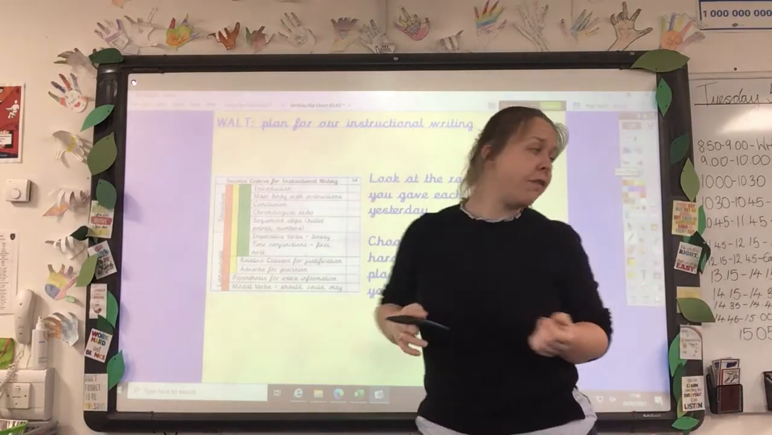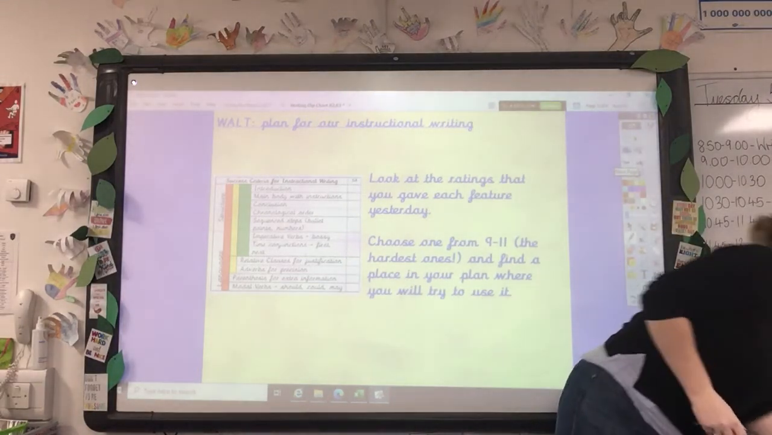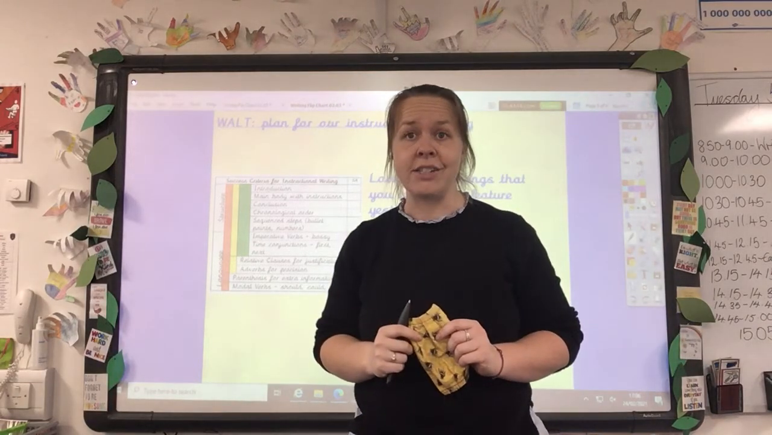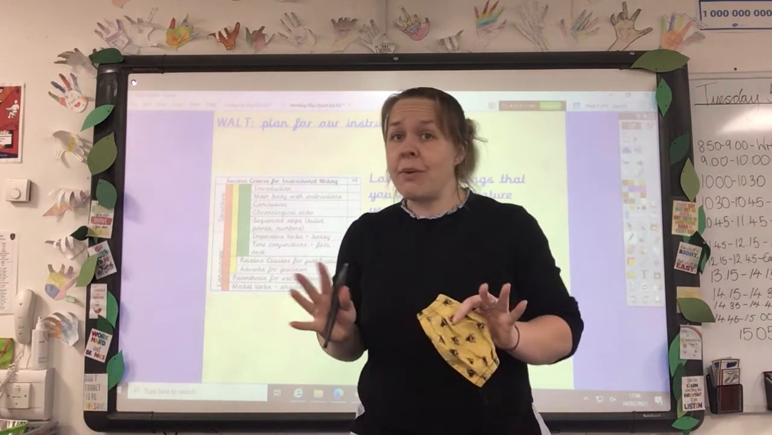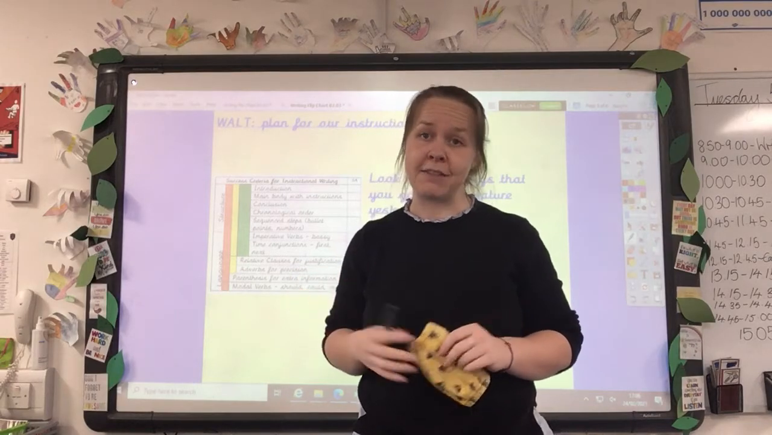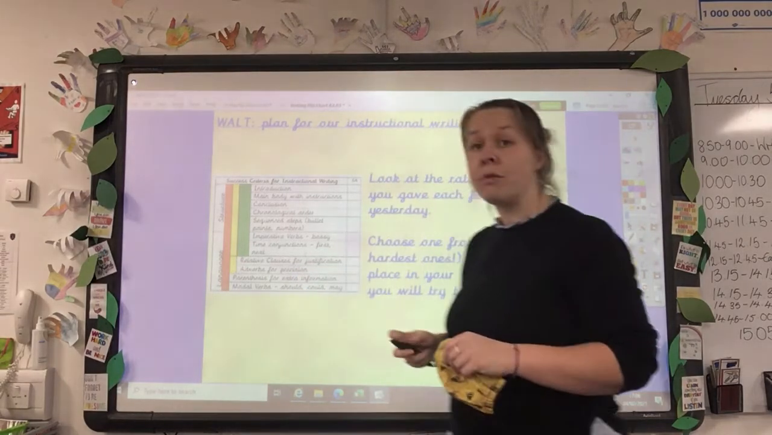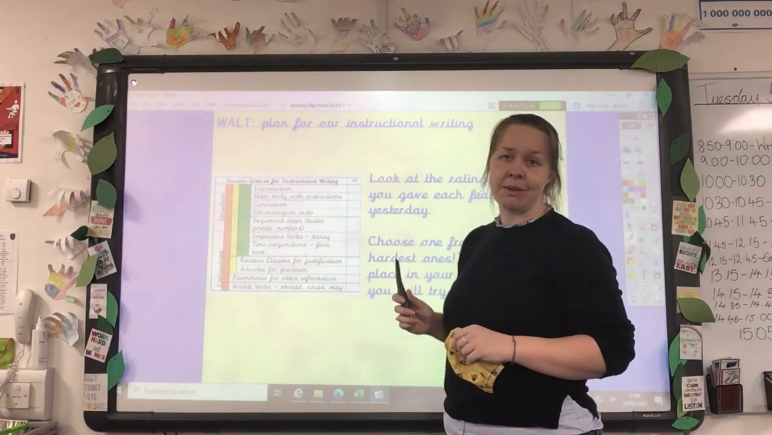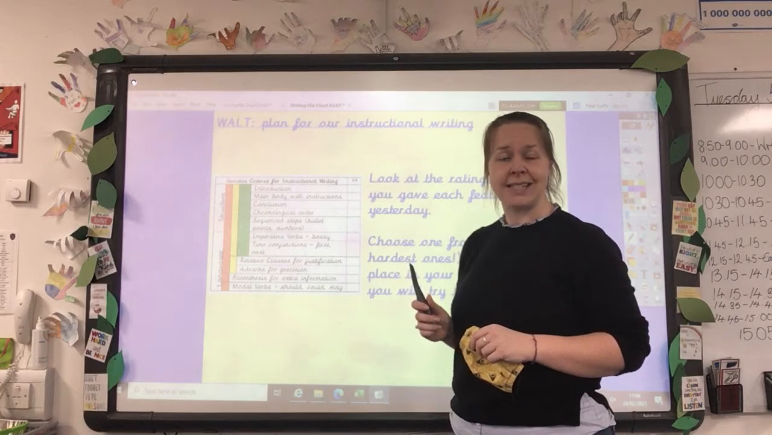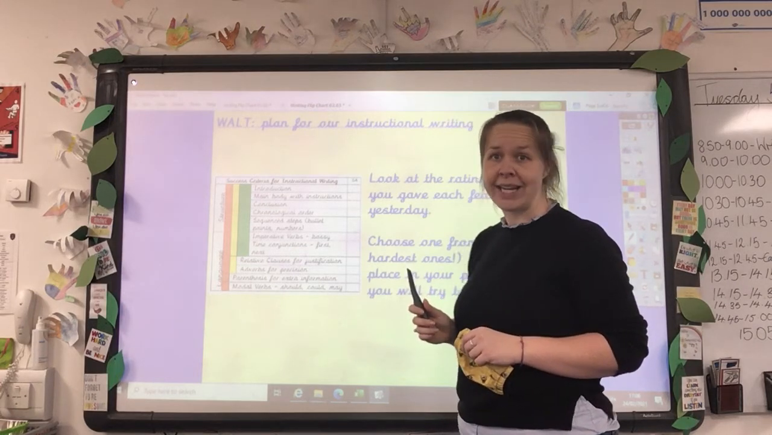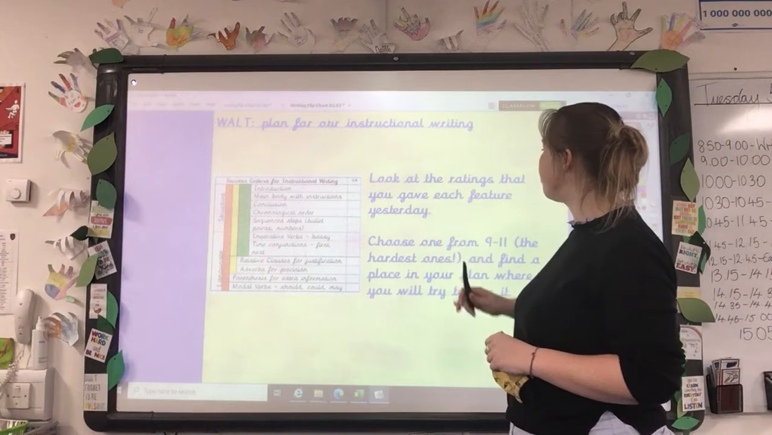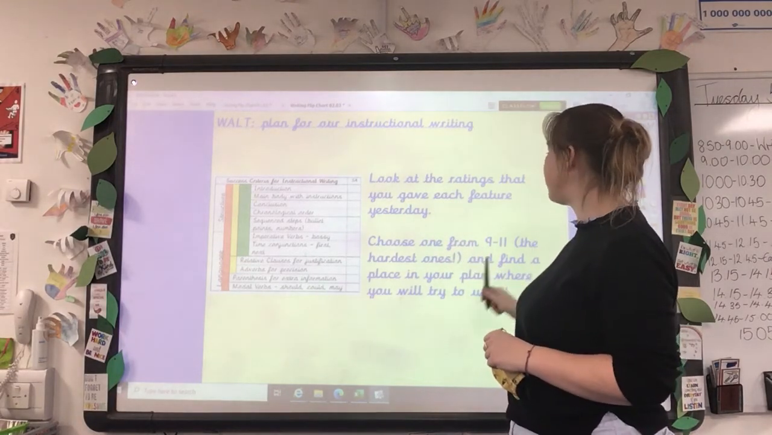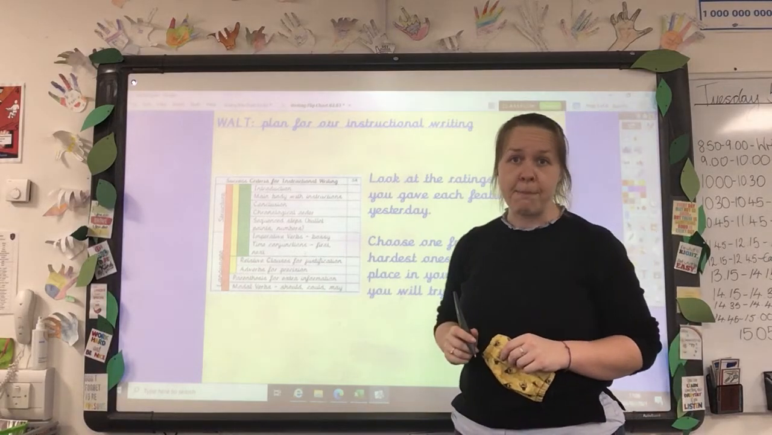So that's your task. You've got that planning sheet that's not there at the moment, but will be in your documents, all right? So you can go and get that and plan on there. You don't have to, you can just plan in your book or on a piece of paper, that's absolutely fine too. Remember to look back at your success criteria. So you numbered them yesterday, from 1 being very easy to 11 being the trickiest thing to get in. So choose one from 9 to 11, so the hardest last 3, and find a place in your plan where you are going to try and put it in.